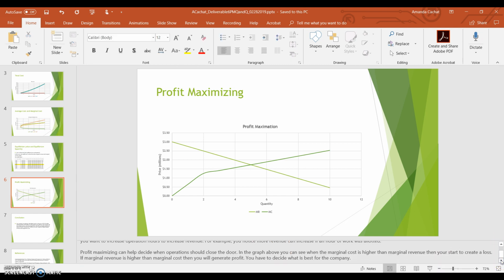Profit maximizing can help decide when operations should close the door. In the graph above, you can see when the marginal cost is higher than the marginal revenue, then you start to create a loss. If marginal revenue is higher than the marginal cost, then you will generate profit. The graph above will help you decide what's best for the company.